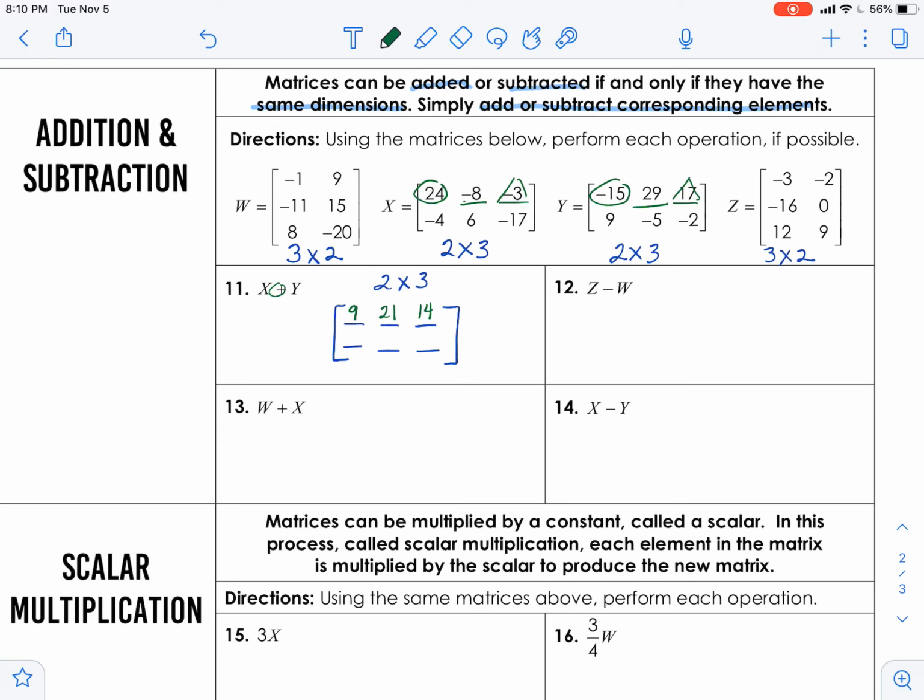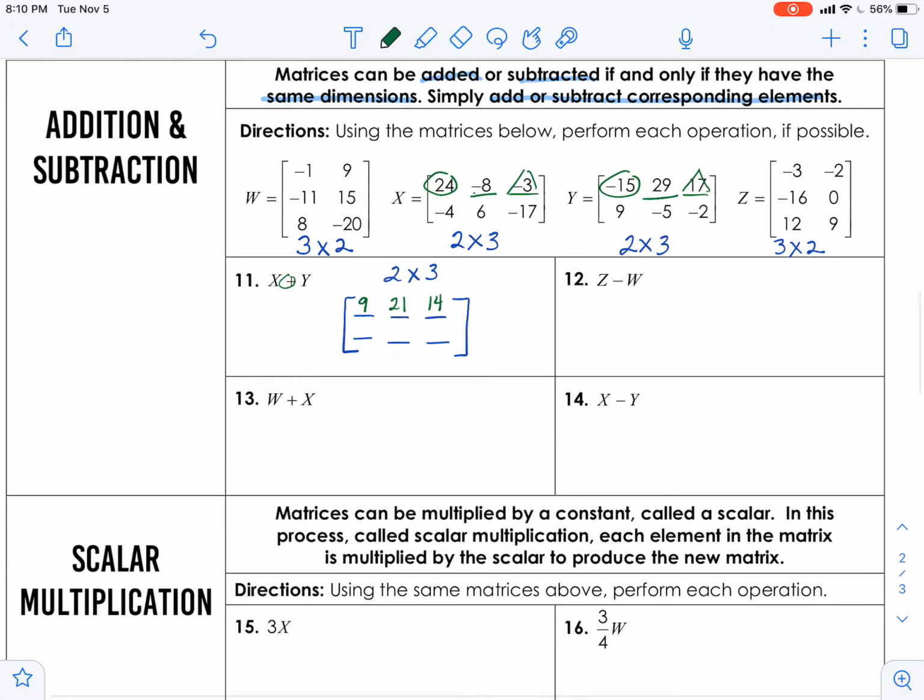So go ahead and finish out that matrix addition. And your answer should have been 5, 1, and a negative 19.